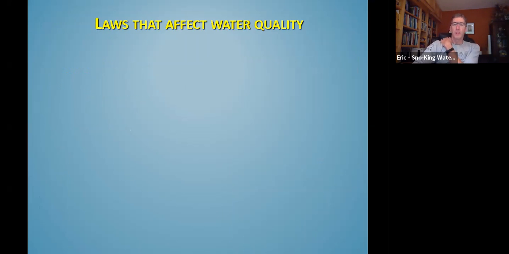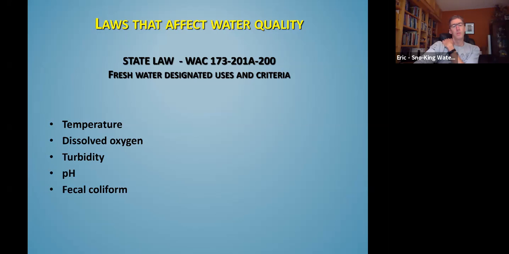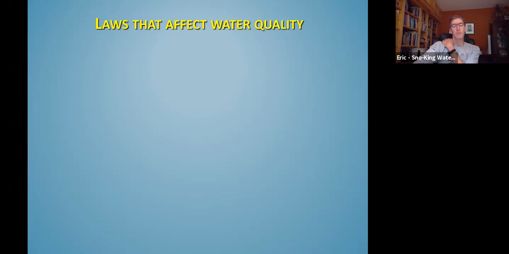We're going to switch gears slightly and just talk about laws that affect water quality. So in Washington State, the Washington Administrative Code governs water quality, and this particular section talks about freshwater designated uses and criteria, and it regulates temperature, dissolved oxygen, turbidity, pH, fecal coliform levels.